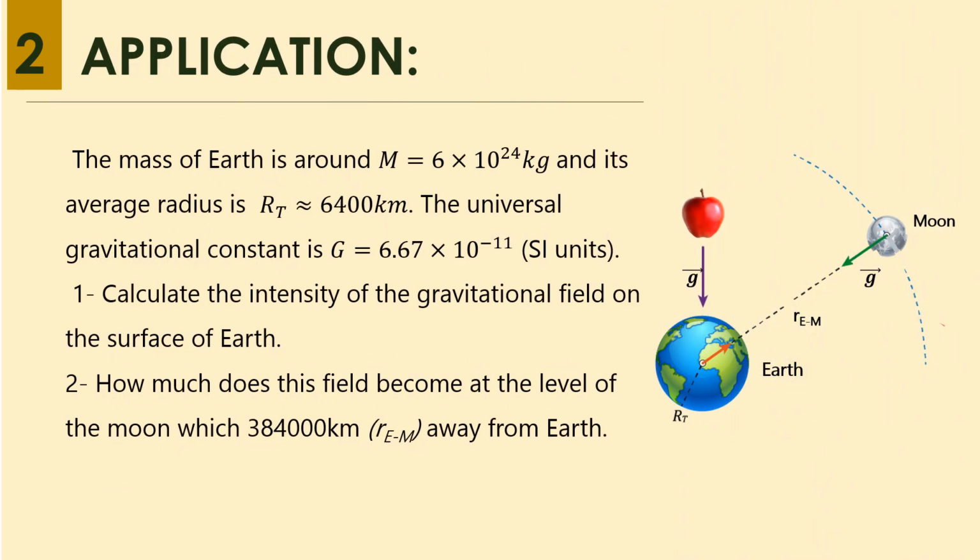Now we go over an application to check what does gravitational field mean and link it to our daily life and what we know so far. The mass of Earth is around 6 times 10 to the power 24 kilograms, and its average radius is 6,400 kilometers. The gravitational constant is also given. The first question, calculate the intensity of a gravitational field on the surface of Earth. In the second part, how much does this field become at the level of the Moon, which is 384,000 kilometers away from Earth? Going to the solution.